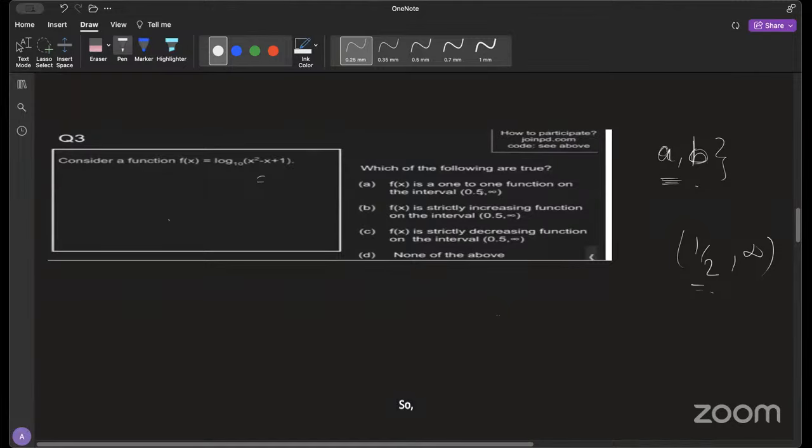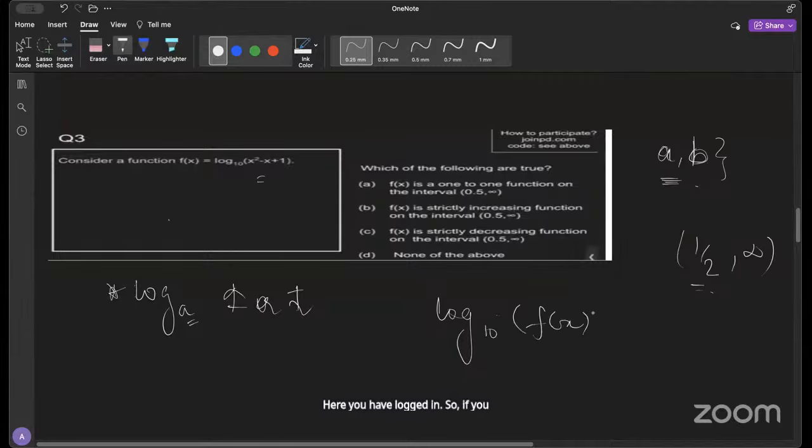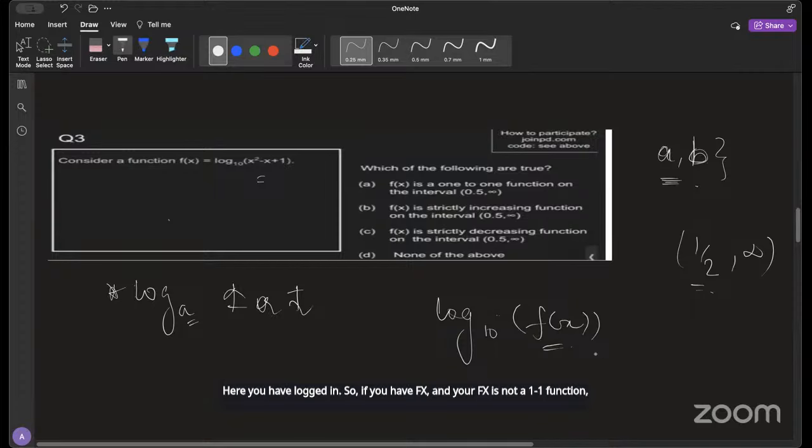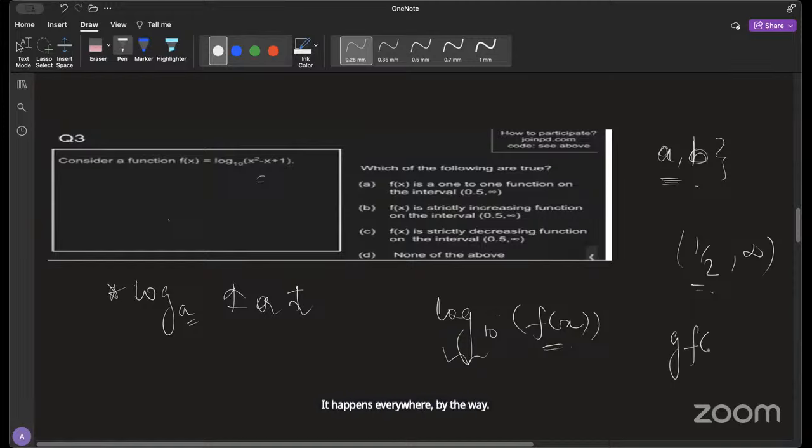So for a 1-1 function, first thing is your log. This is a very important point to solve lots and lots of questions. Your log base a is either a strictly increasing function or a strictly decreasing function, right, depending on the base. So let's say you have log base 10. If you have f(x) and your f(x) is not a 1-1 function, then g of f(x) is also not a 1-1 function, right? It happens everywhere, by the way.